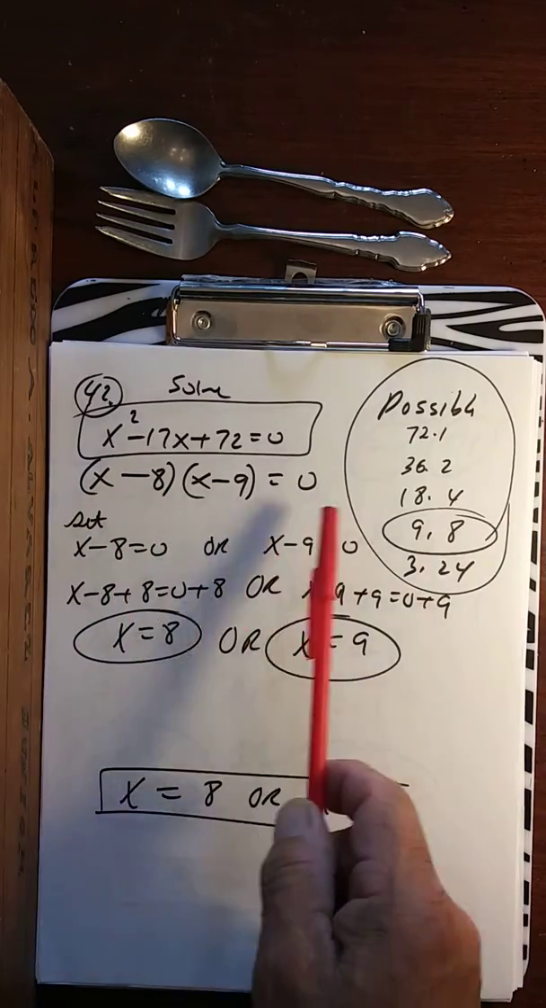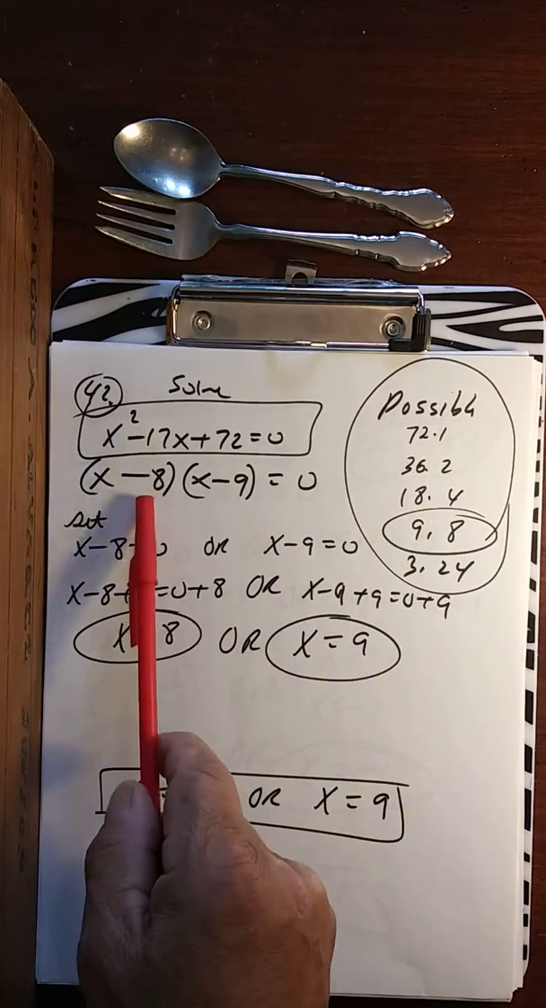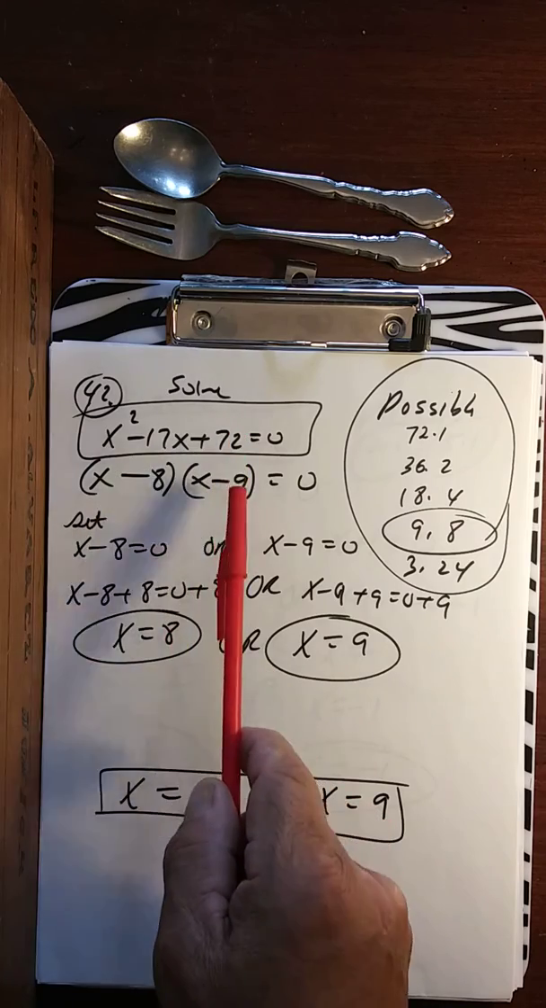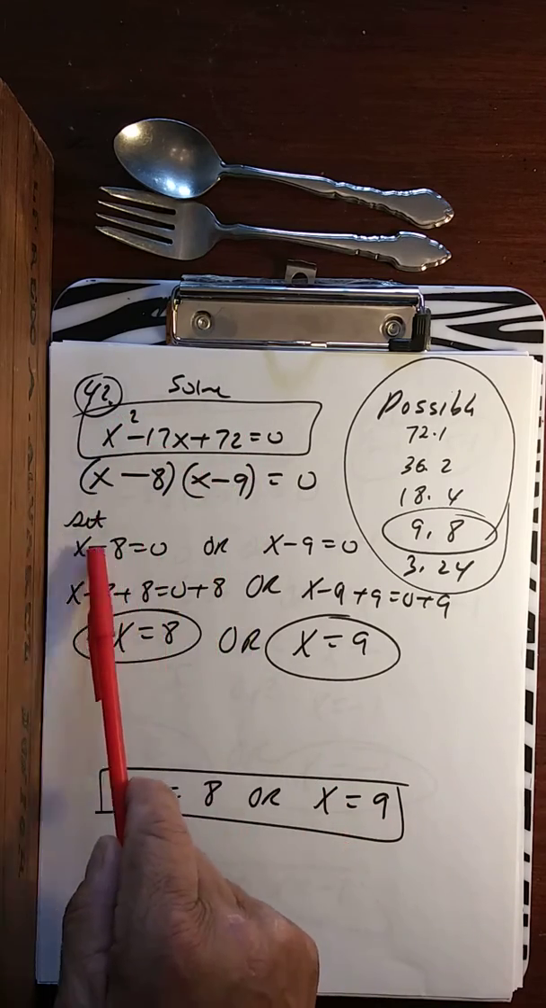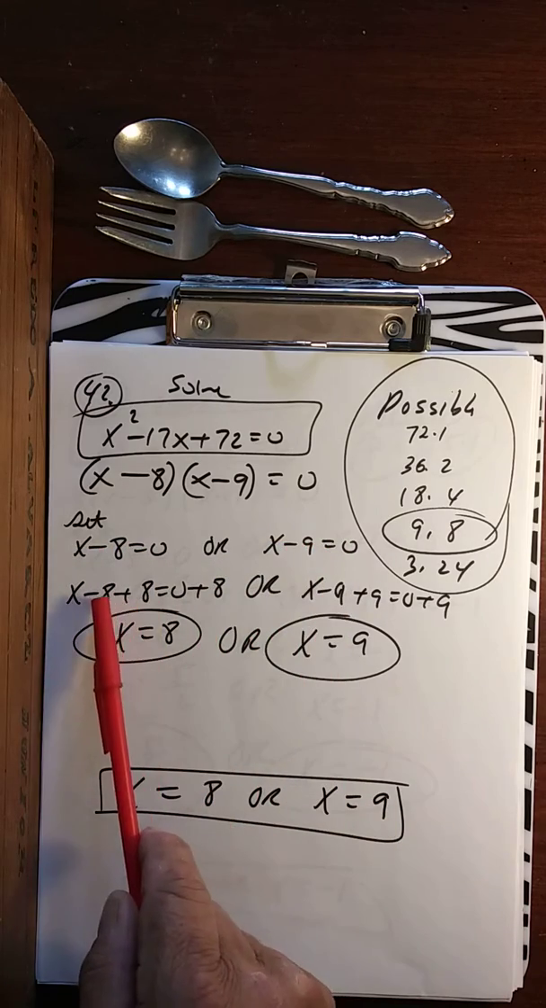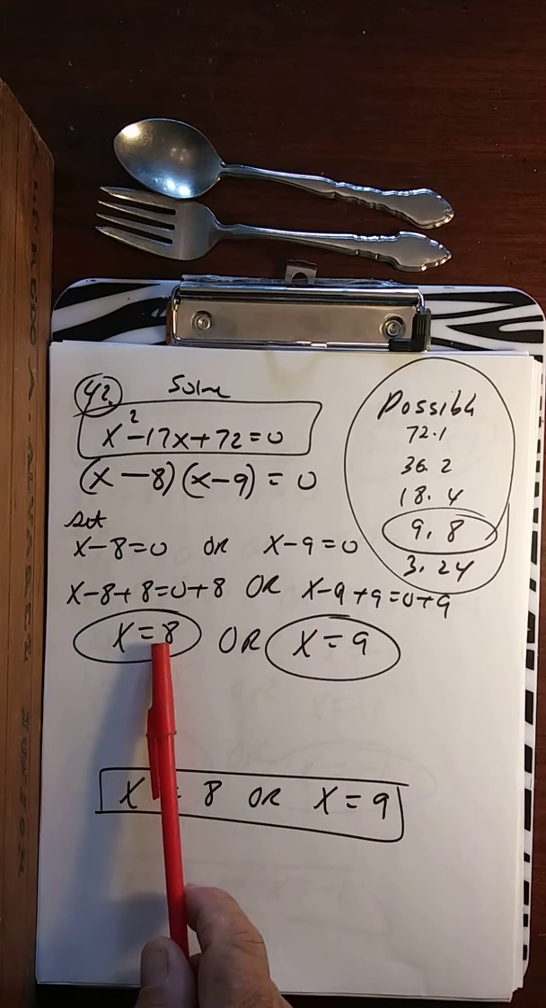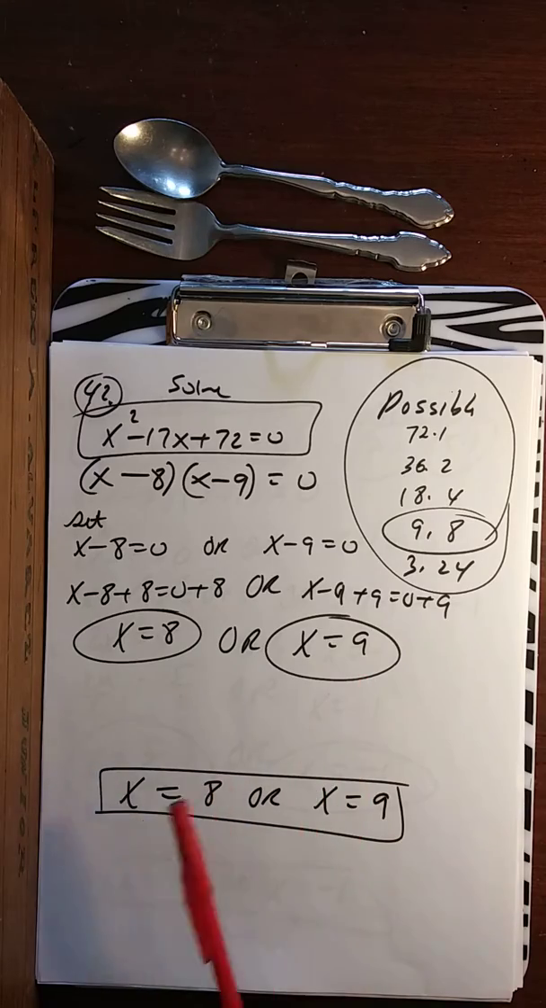Solve by factoring again. Possibles 9 and 8. So negative times negative is positive 72. Negative 9, negative 8, negative 17. And x times x is x squared. That's correct. So x minus 8 equals 0, x minus 9 equals 0. So add 8, so x equals 8 or x equals 9.